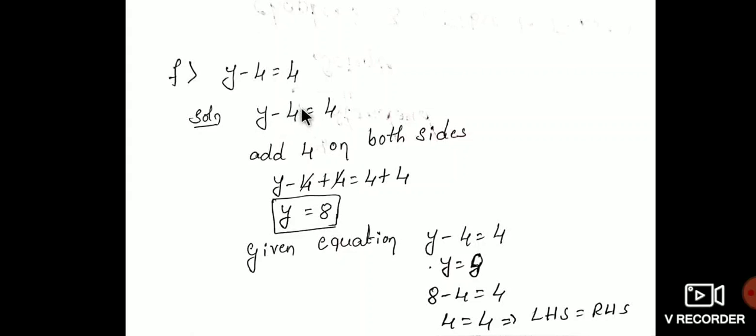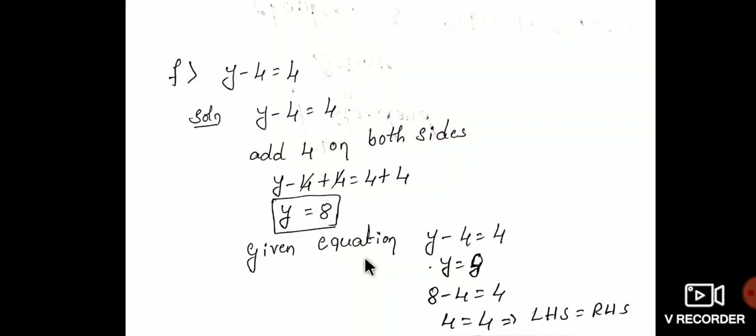So y minus 4 is equal to 4. Add 4 on both sides. So y minus 4 is here, plus 4 I put on this side, that is equal to 4. Next, plus 4 must be added on this side too. Add 4 on both sides. Then minus 4 plus 4 gets cancelled. y is equal to 4 plus 4, which is 8. Then the value of y is 8.